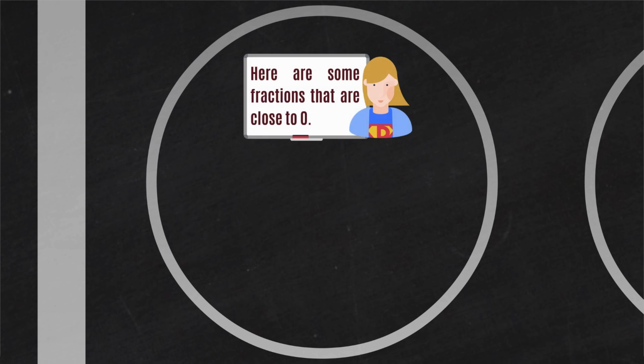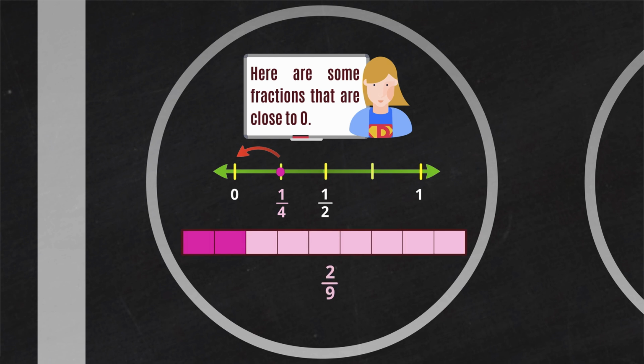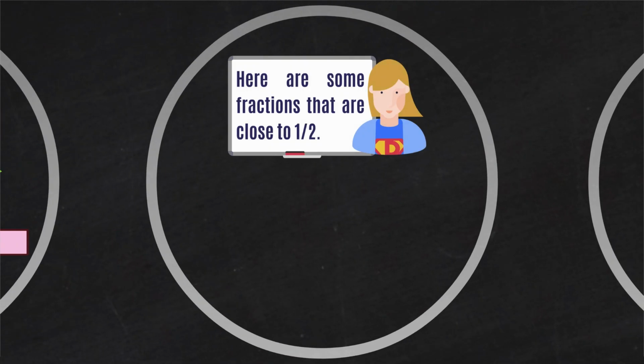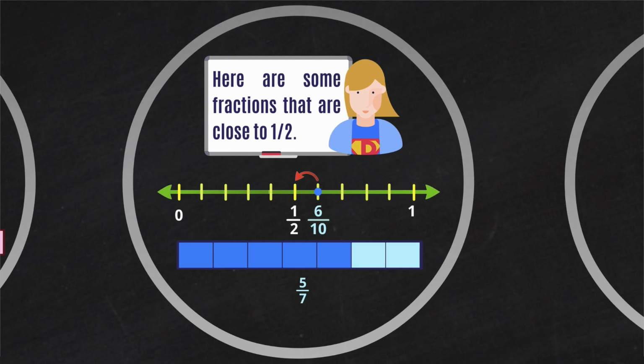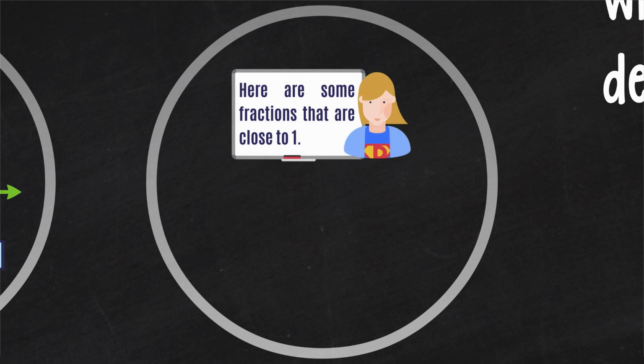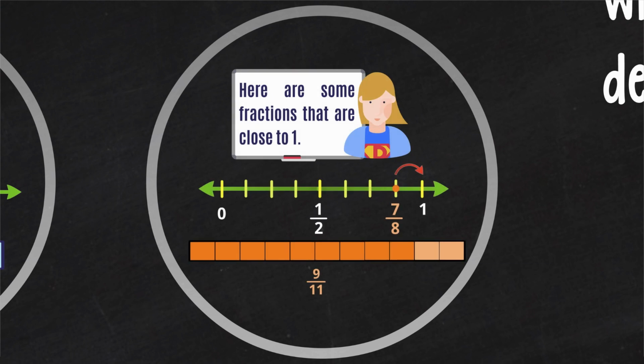Some fractions that are close to 0 are 1/4 and 2/9. As you can see, the numerators are much smaller than their denominators, so they are close to 0. Now let's see some examples of fractions that are close to 1/2. We have 6/10 and 5/7. Some fractions that are closer to 1 are 7/8 and 9/11. You see, the numerators are close to their denominators.